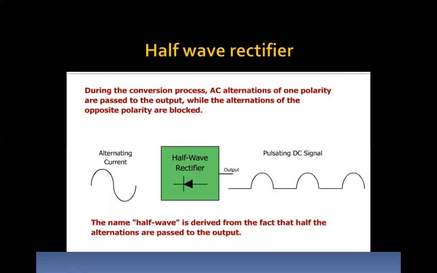During the conversion process, AC alternations of one polarity are passed to the output, while the alternations of the opposite polarity are blocked. The name half wave is derived from the fact that half the alternations are passed to the output. We can see the same again.